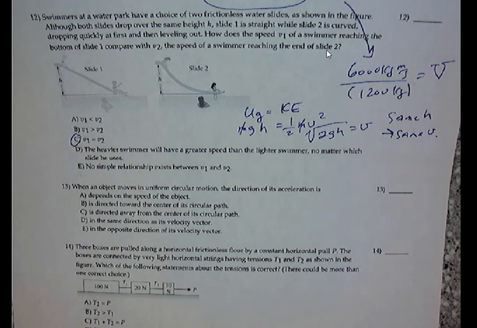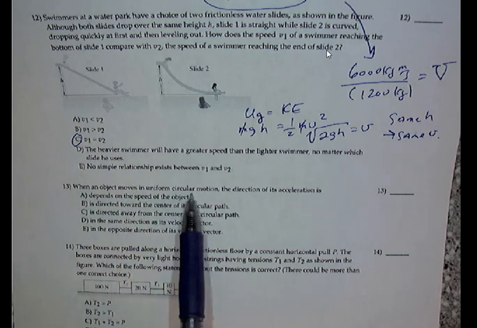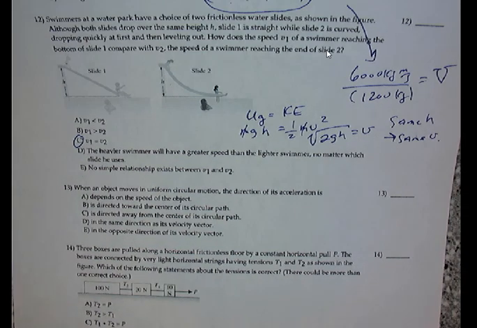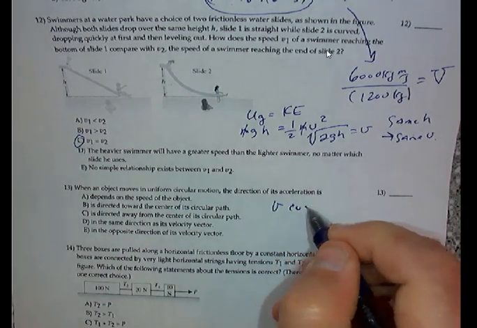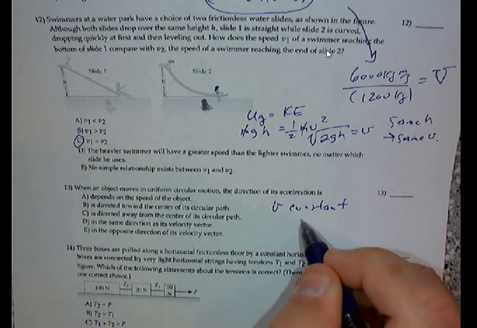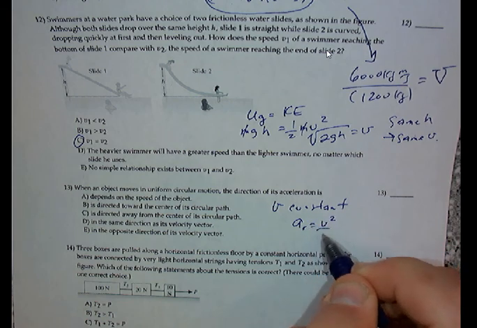Okay. Let's see, number 13. When an object moves in uniform circular motion, so first of all, what is that? It just means constant speed. The direction of the acceleration is, well, we already know, I've said it a lot, towards the center. So the acceleration is always directed towards the center. Here's the magnitude of it.